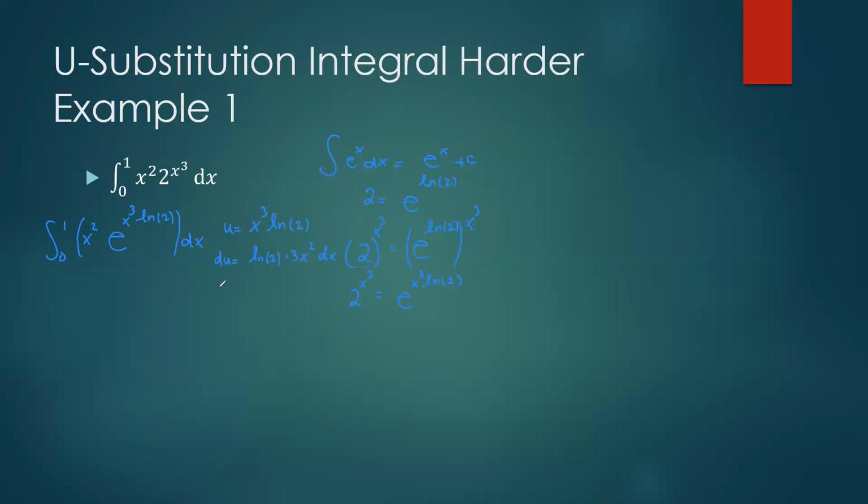Right, okay, so we have du equals ln of 2 times 3x squared dx.